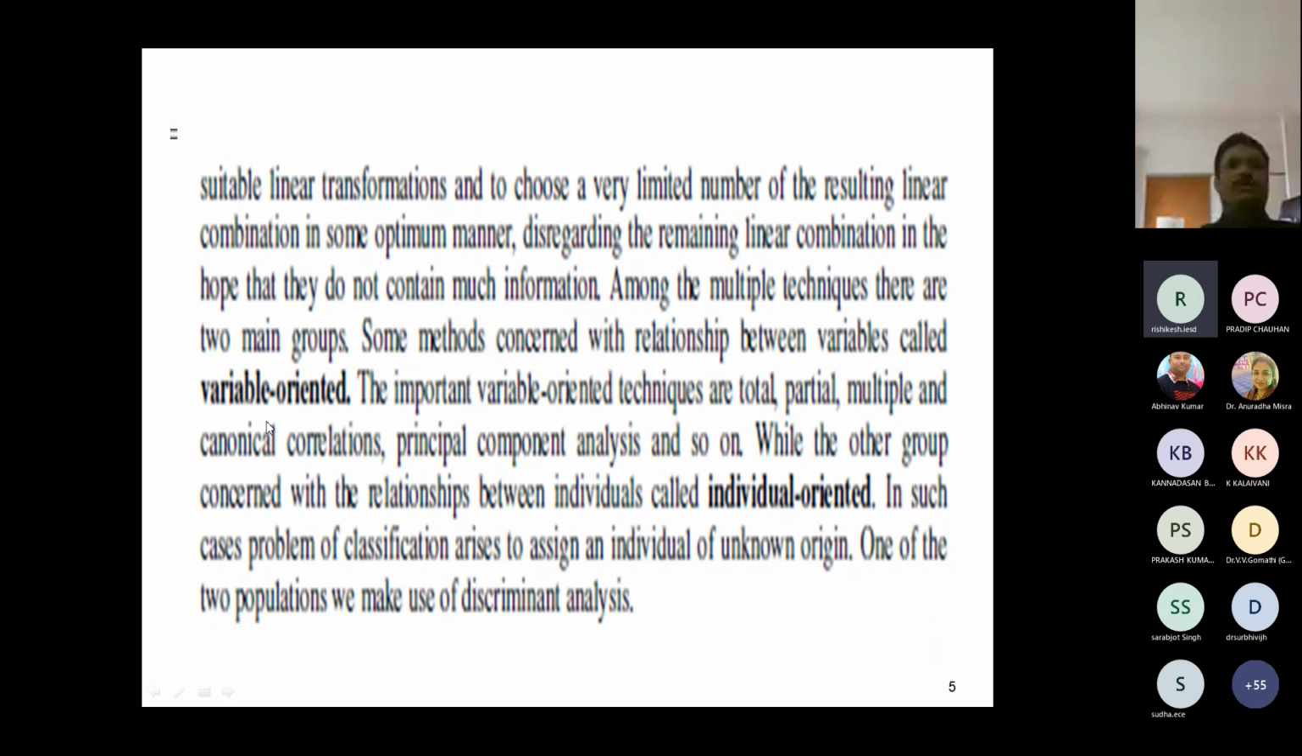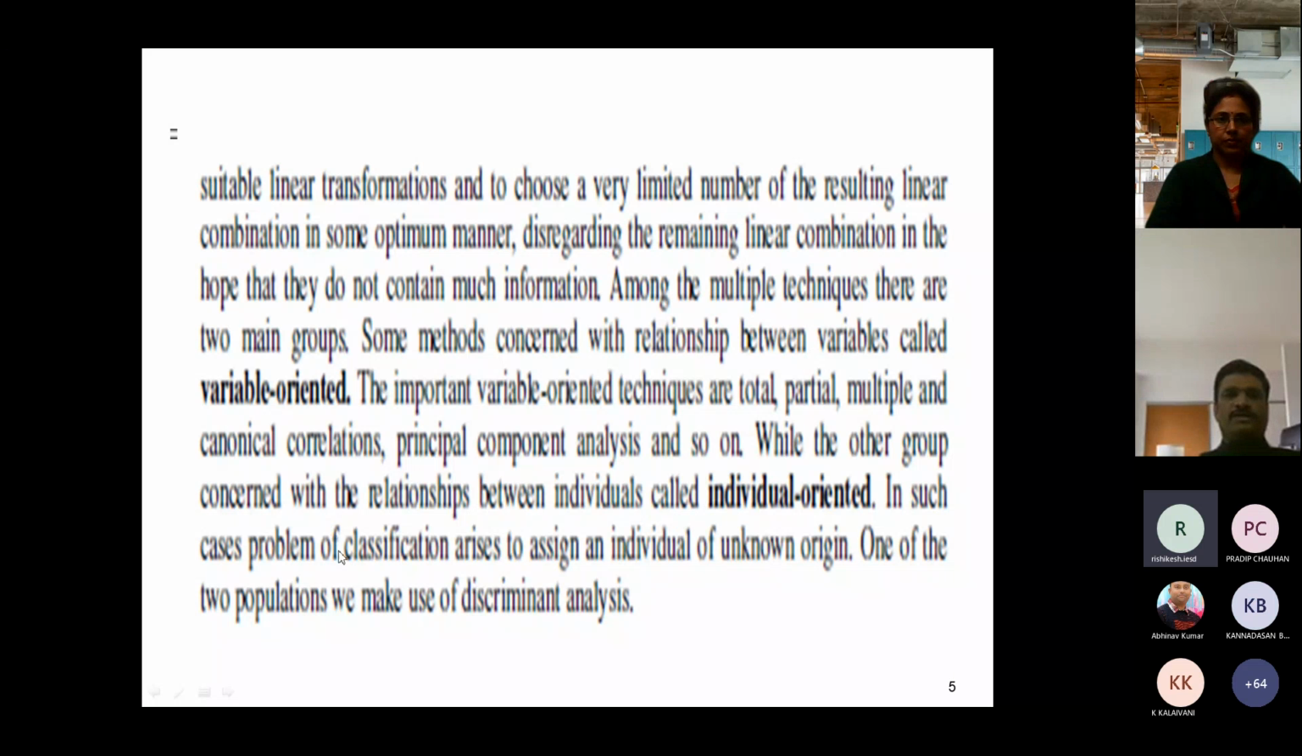The other group is concerned with the relationship between individuals and is called individual oriented. In such cases, the problem of classification arises: to assign an individual of unknown origin to one of two populations, we may use discriminant analysis. This classification problem we have already studied, right? There are so many classification techniques.